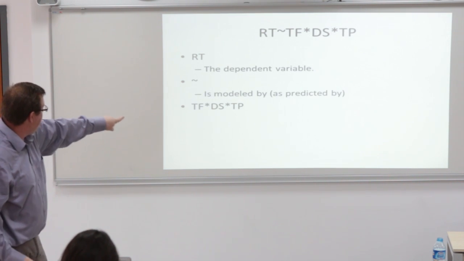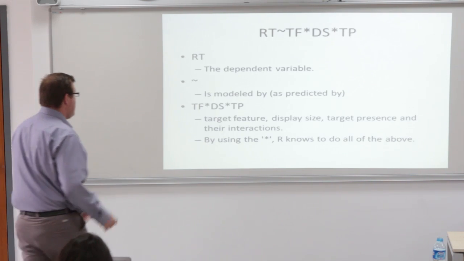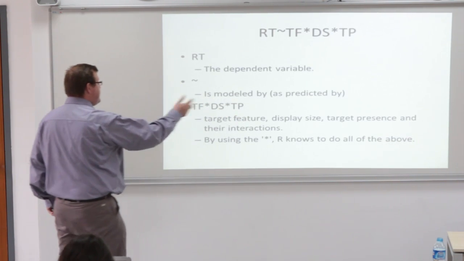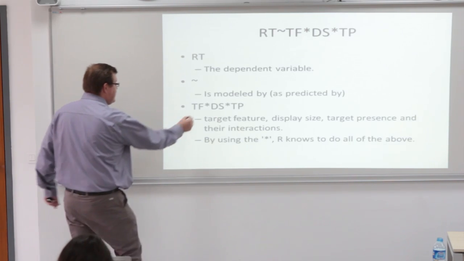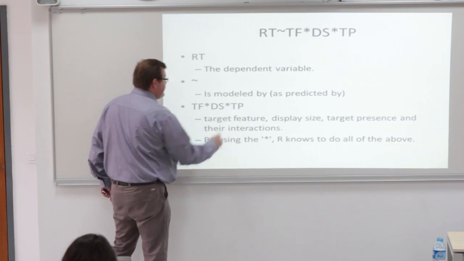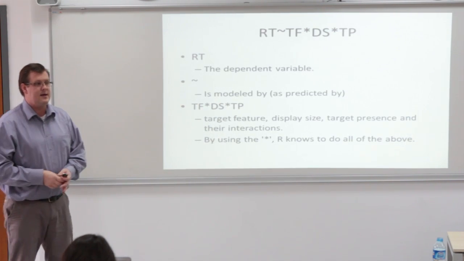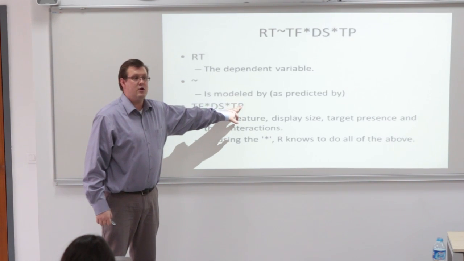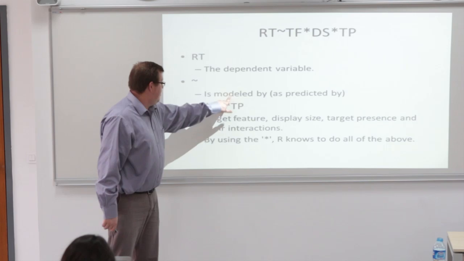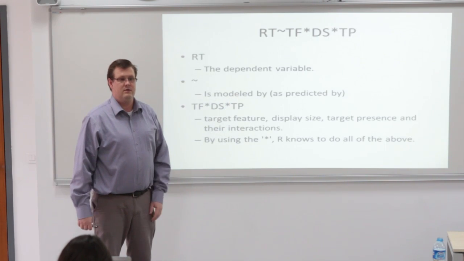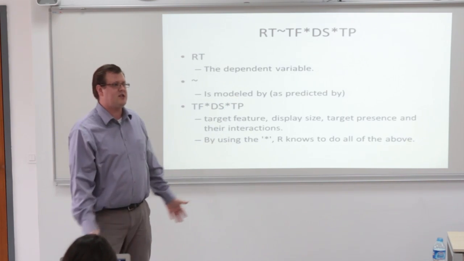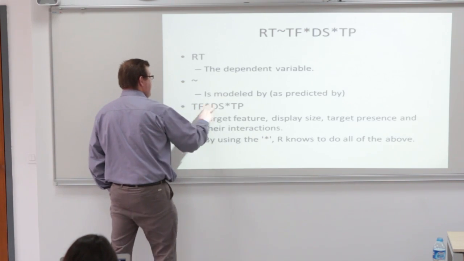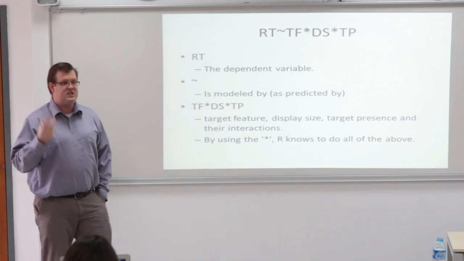So what is that? TF, these are our independent variables. And there are independent variables for target feature, display size, and target presence. And when we use these asterisks, what we're saying is we want to get the effects of each of these factors and the interactions between all of these factors. Every combination of the interactions that we could have. So by using this, R knows to get all of those different pieces.